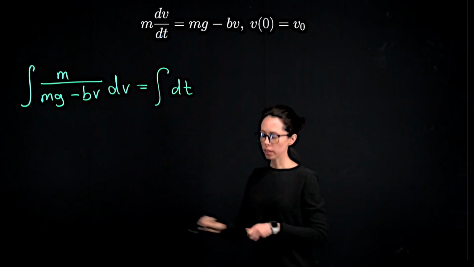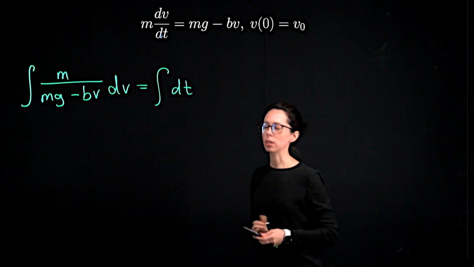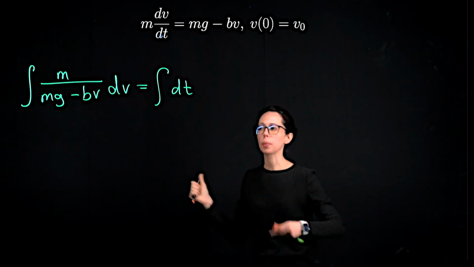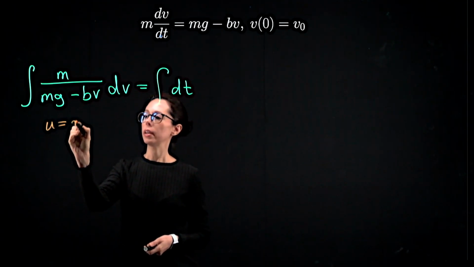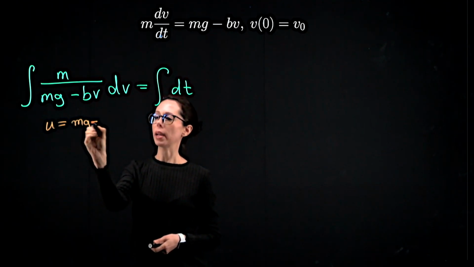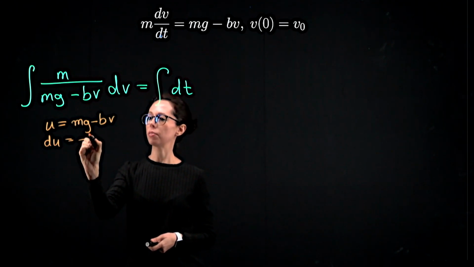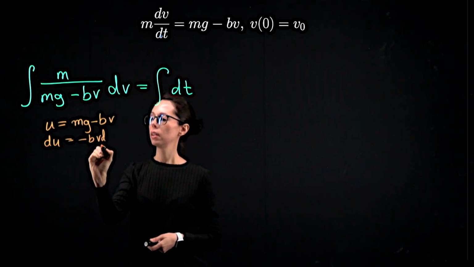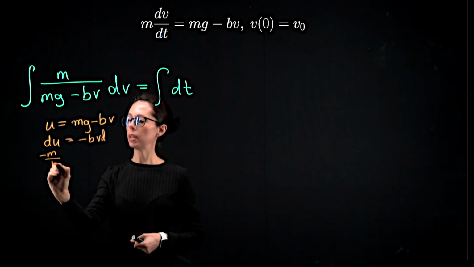Okay. You could go ahead and anti-differentiate the left-hand side if you want to. I'm going to use a u substitution. It just helps me see it a little bit better. Let me set u equal to the denominator, mg minus bv, so that du is negative b dv. So that about negative m over b.